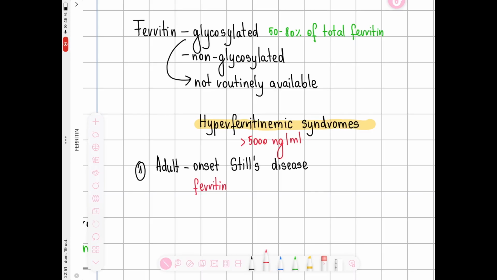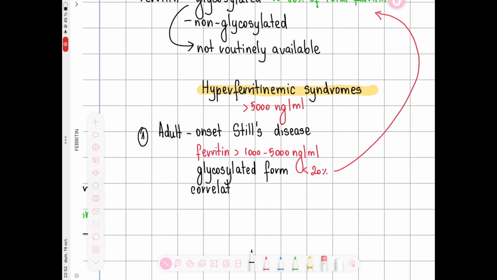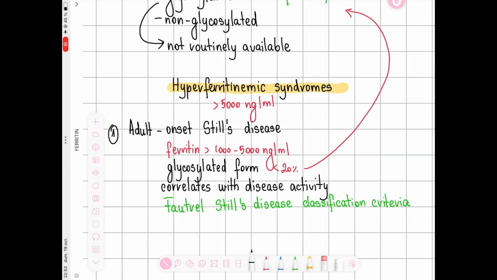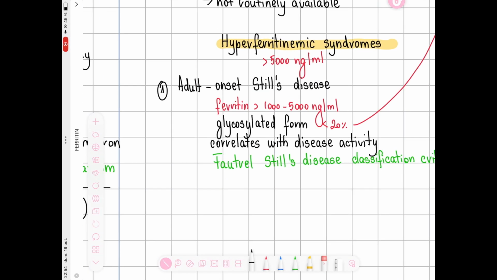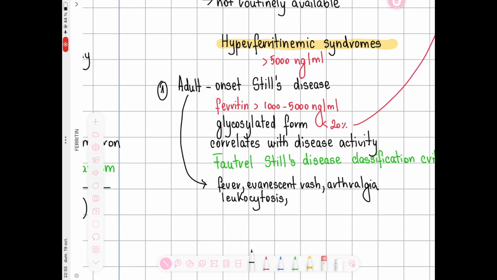Next, we'll talk about the hyperferritinemic syndromes, starting with adult onset Still's disease, a condition that lies at the crossroads between autoinflammation and autoimmunity. In this disease, ferritin levels are typically above 1000 nanograms per milliliter, and the glycosylated fraction usually represents less than 20% of total ferritin. The proportion of glycosylated ferritin is also included as one of the classification criteria proposed by Fautrel. Ferritin levels tend to correlate with disease activity, so monitoring them during follow-up can be very useful.